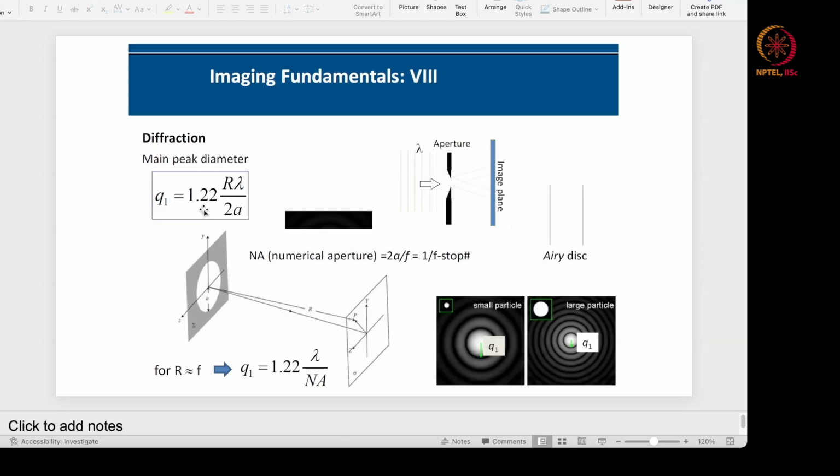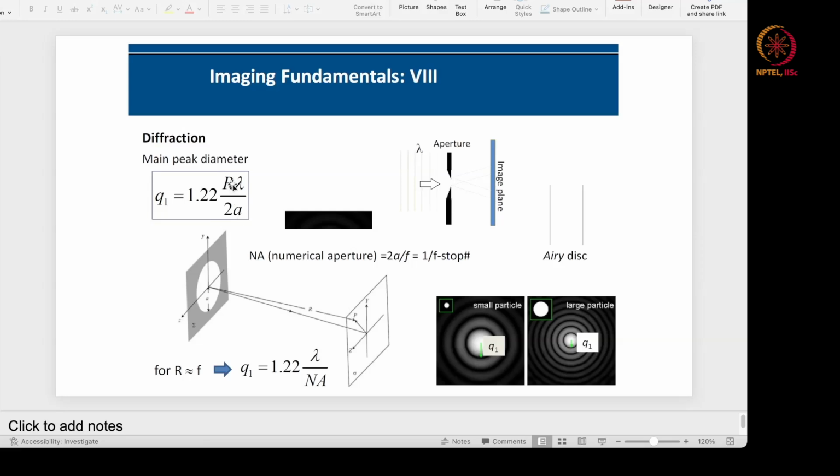So the main peak diameter, or Q1, that you are going to record on the imaging plane. This can be an aperture, it can also be a small particle, it doesn't really matter. It can be a slit, particle, hole, whatever you can think of. So the main peak diameter Q1 that you see in this image is equal to 1.22 times r lambda divided by 2a.